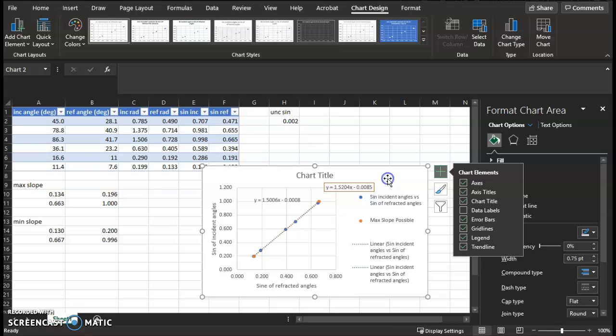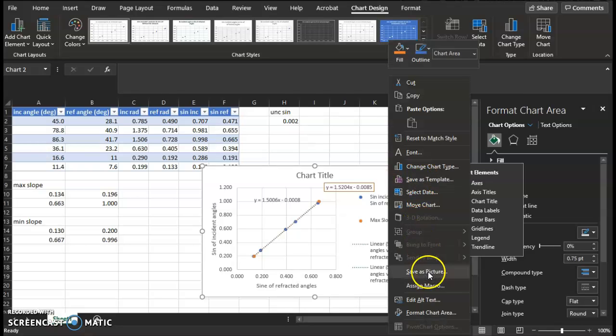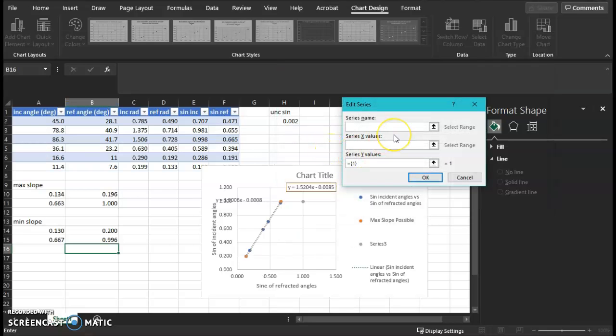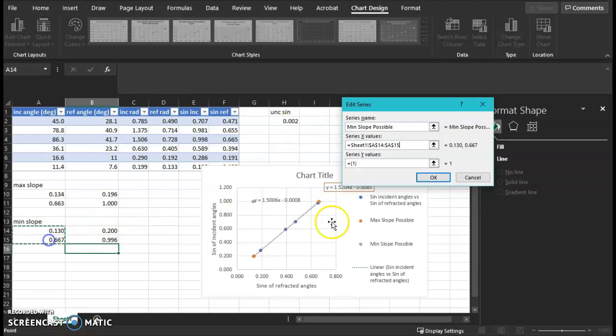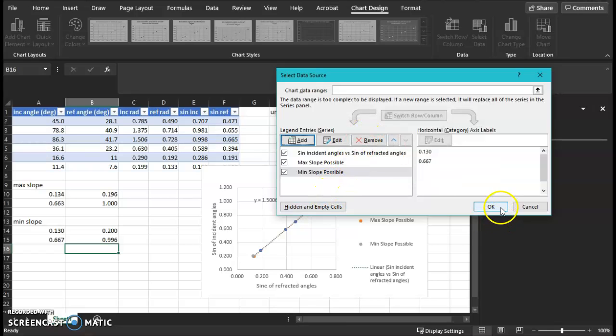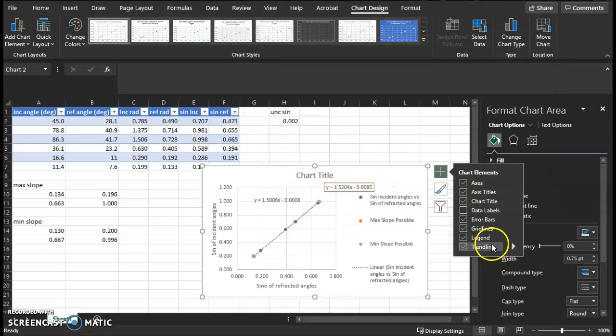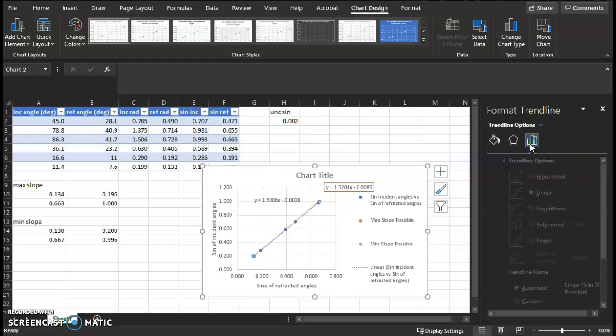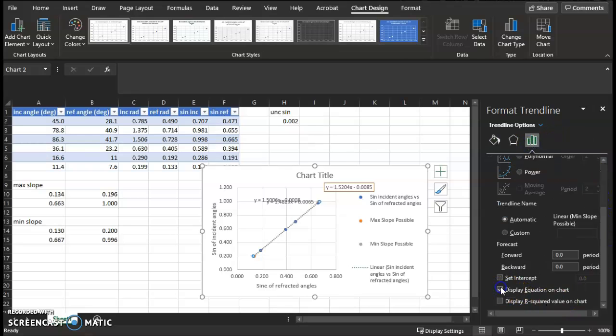Right click the graph, go to select data. We're going to add a new series. This will be called min slope possible, making the min slope possible line. Series x values, let's highlight these. Series y values, highlight these. Click OK. Now I'm going to add, again, the trend line is already clicked on, more options. Let's make this min slope possible line visible. Click OK. Display equation on chart.